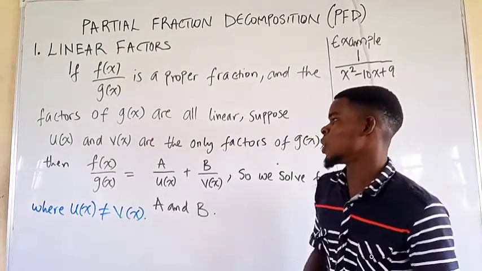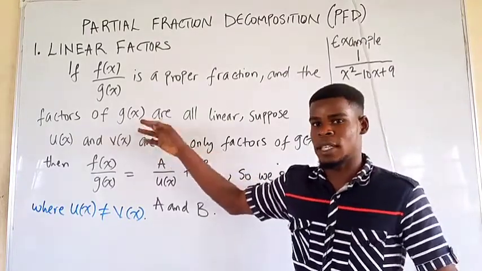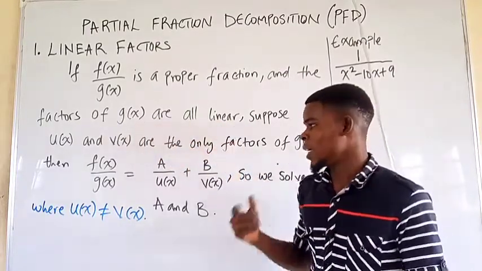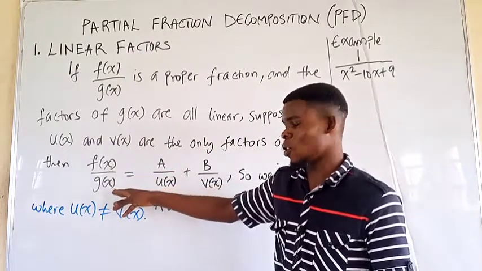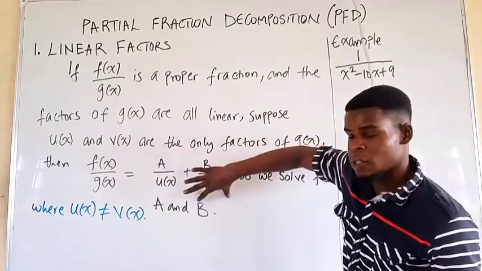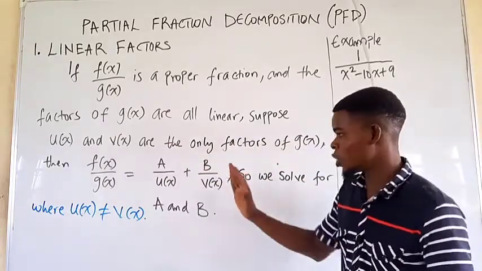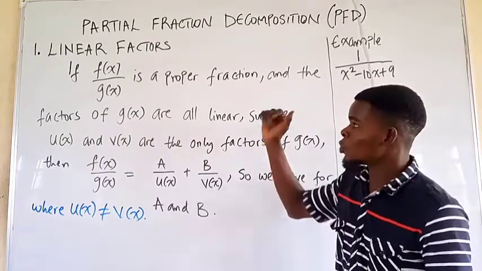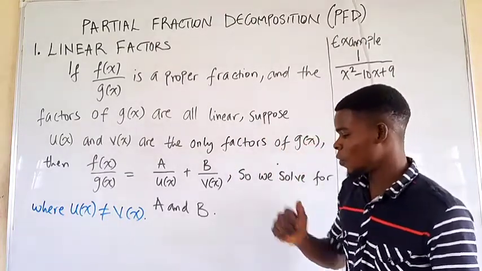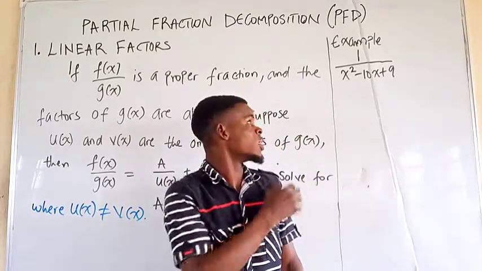So what happens if g of x has more than 2 factors? Let's say 3, 4, 5. Then we'll just be writing f of x over g of x as a over one of the factors plus b over the other factor plus c over the other factor. So as many linear factors as it will have, we'll just be writing it like that. I'm going to show you how to solve this actually. So that is just a setup. This is how we're going to solve this.